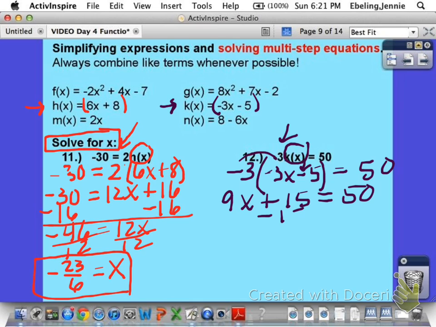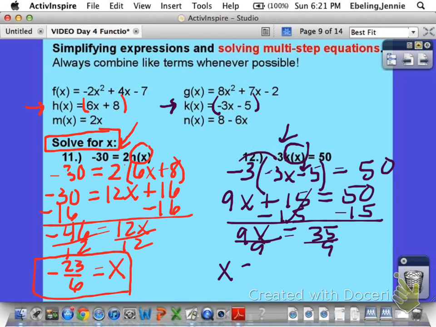So subtract my 15 from both sides. And I have 9x, the 15s cancel, equals, and 15 from 50 is 35. Divide both sides by 9. Now that does not divide out evenly again. So I can just leave that as 35/9 because it doesn't reduce, or I could write that as a mixed number.